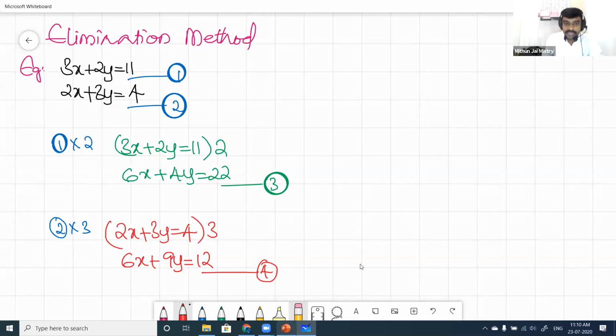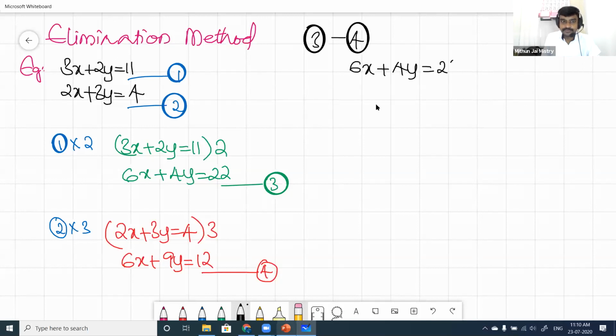So my next step is I have decided to subtract equation 3 minus equation 4. Now you can ask, sir, is it mandatory that we subtract 3 minus 4 only? Can't we subtract 4 minus 3? Yes, you can. The choice is yours. However you feel comfortable, you subtract. No problem. Now, once again, let me write that in column method. 6x plus 4y is equal to 22. Then below that equation 4, 6x plus 9y is equal to 12. And you are subtracting.